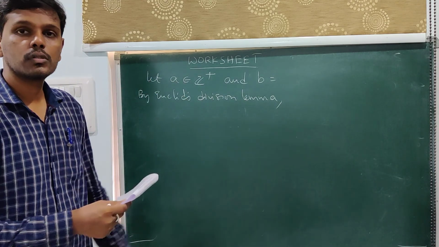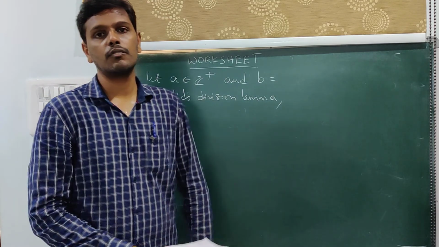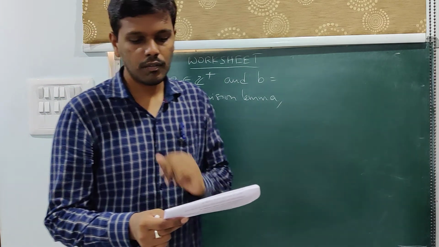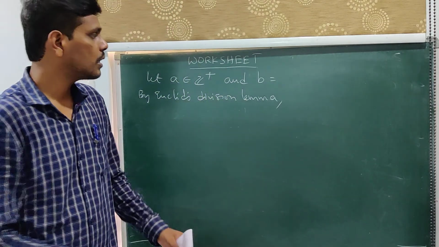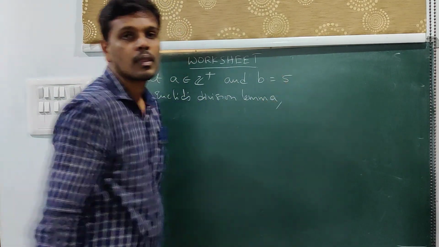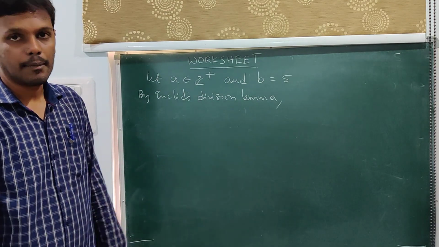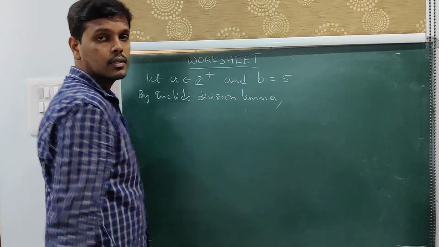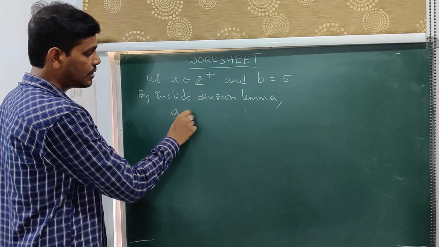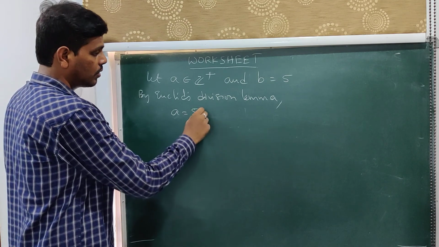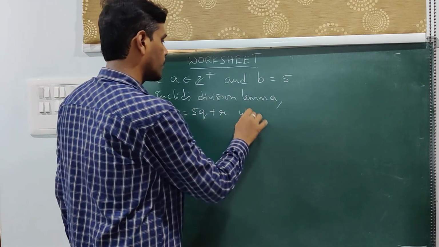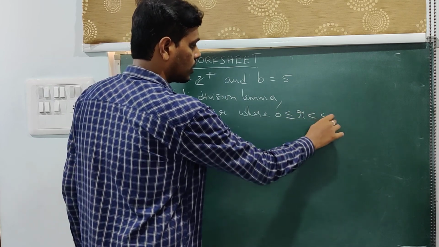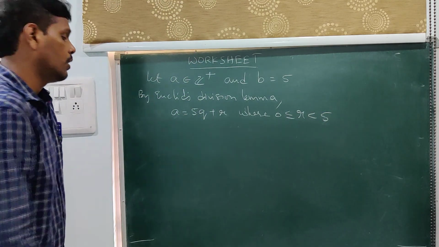Let us say that a is that positive integer. Now we have to think of what should be taken for b. Since we are supposed to prove 5m, 5m plus 1, 5m plus 4, I'll try to take b as 5. Now I'll see what are the forms of a. Now a is a positive integer, b is a positive integer, so you can apply Euclid's division lemma. Applying that, we have a is equal to bq plus r, that is 5q plus r, where 0 is less than or equal to r less than 5.